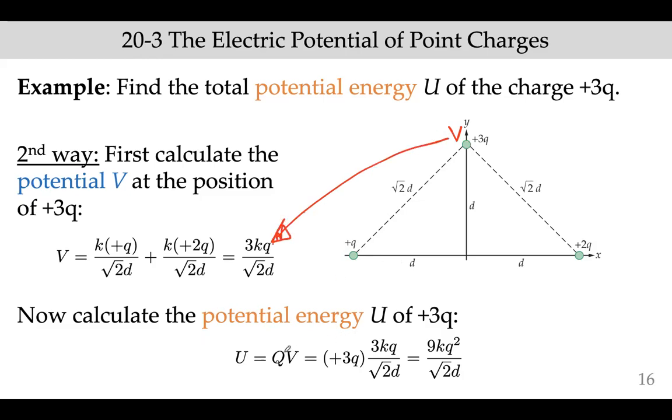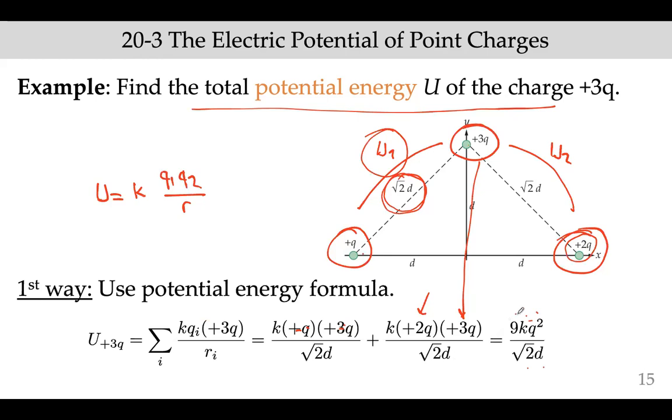Now, once you know V, multiply V by the charge that you place at that point, which is plus 3Q. If you do the multiplication, you find 9kq squared divided by square root 2d, so that's the potential energy. And if you compare it with what we found in the previous slide, you will see that's exactly the same expression. So these are the two ways that you can solve these types of questions.